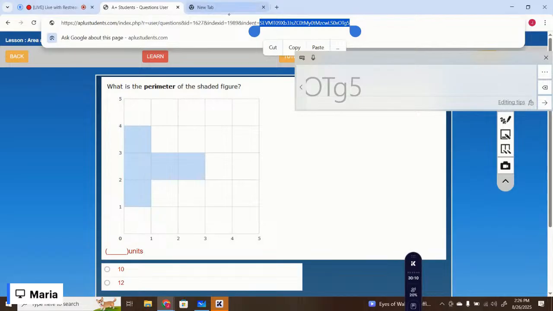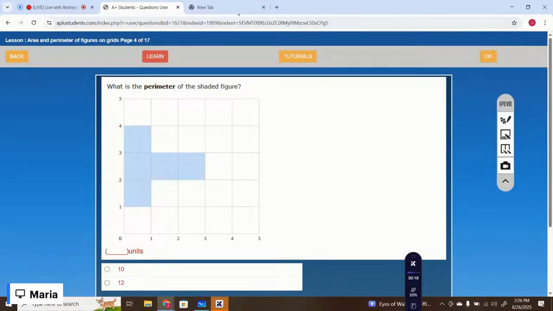What is the perimeter? Just add all the side lengths: 6, 7, 8, 9, 10, 11, 12 it is. Option number 2 is the correct option, that is 12.